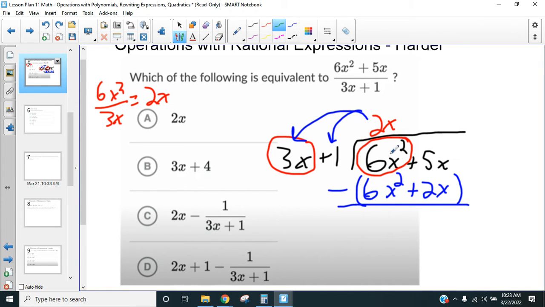Next, let's subtract. Remember, you subtract the whole thing. This is where errors happen all the time. This should always be 0, the first part. And then 5x minus 2x is 3x. And then we repeat the process again. That divided by the leading term. Well, that's easy, right? It's 1. Then we distribute again.